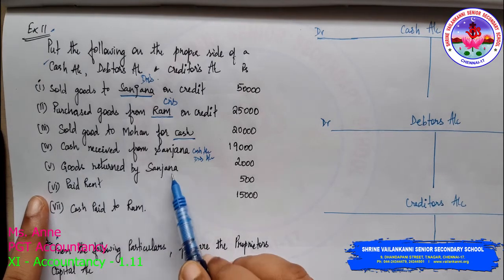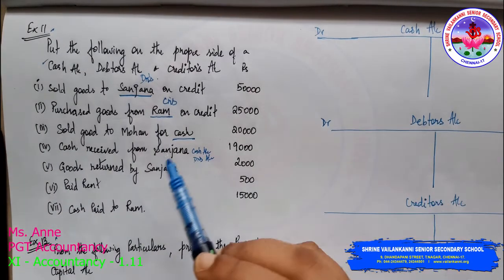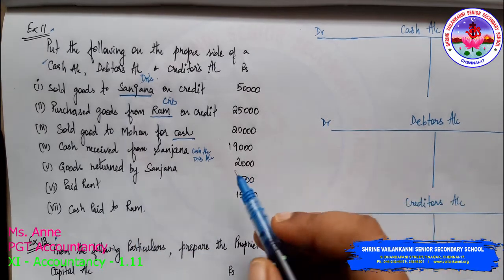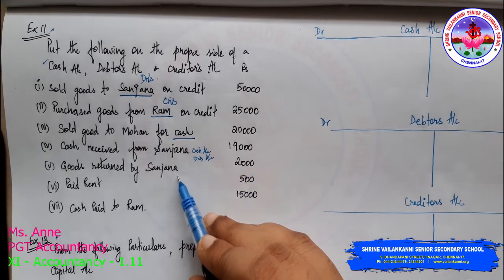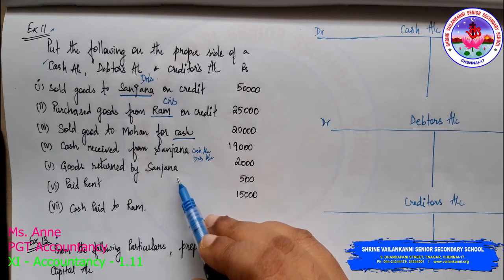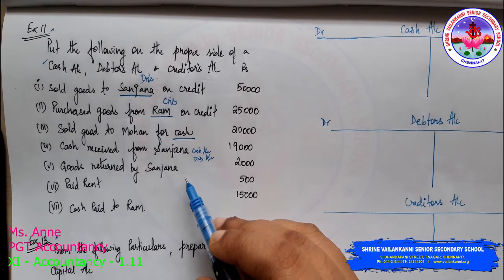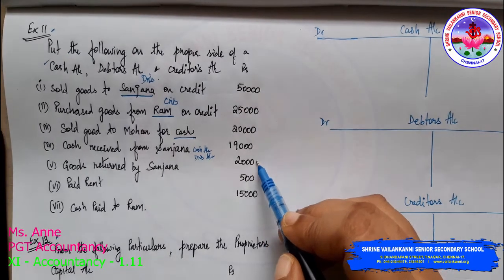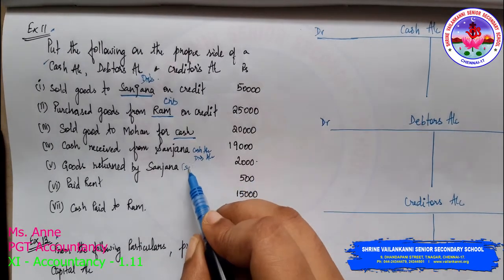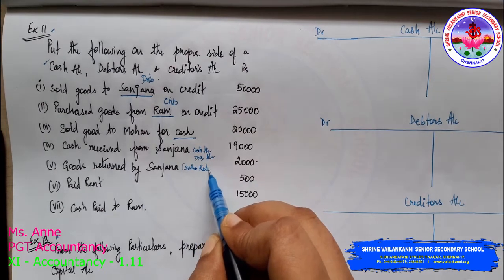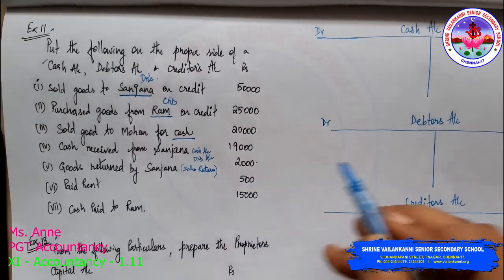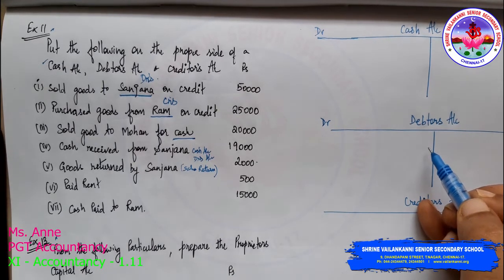Goods returned by Sanjana. Now goods returned by Sanjana is when, after sales, Sanjana did not like the goods, so she is returning them back to the company. So it is called a sales return. So this is the opposite effect of sales. So this is called what? Sales return, which obviously decreases the debtors. So we have to enter it in the debtors account.